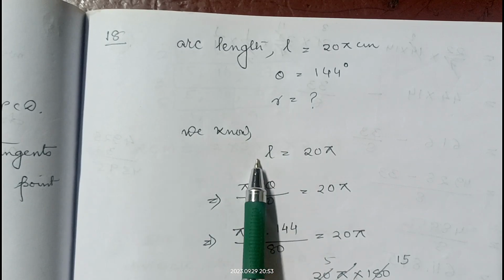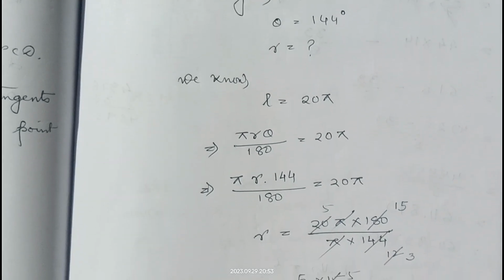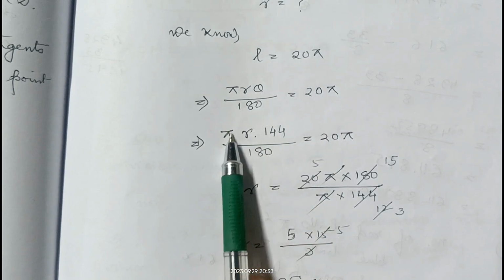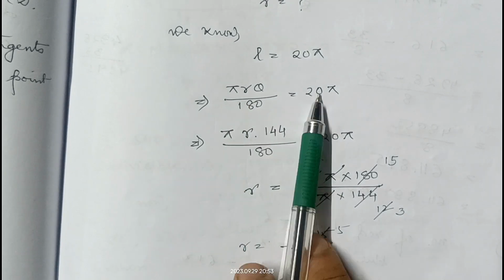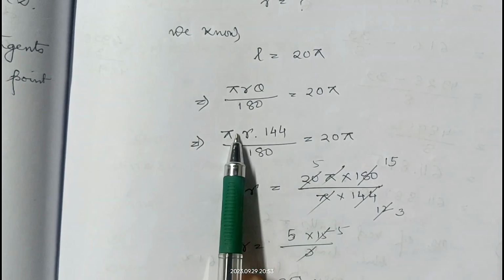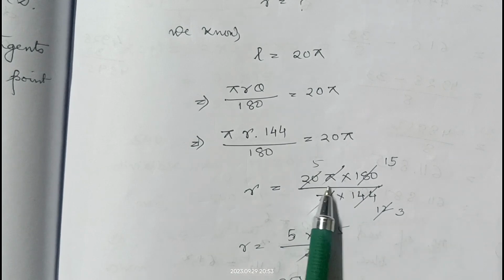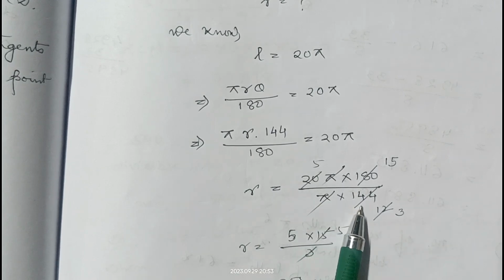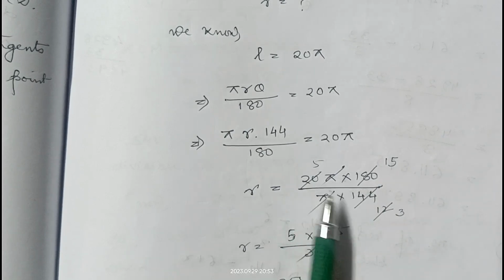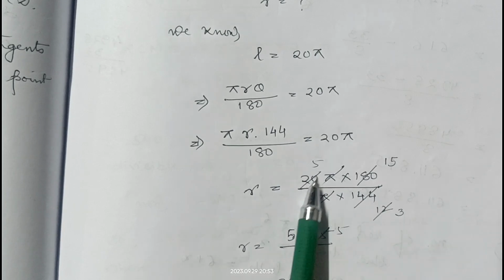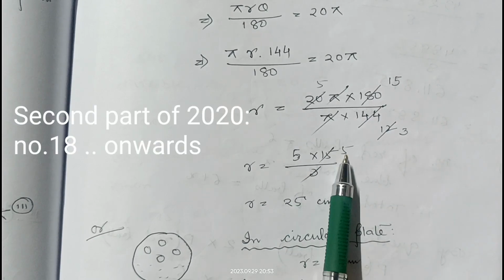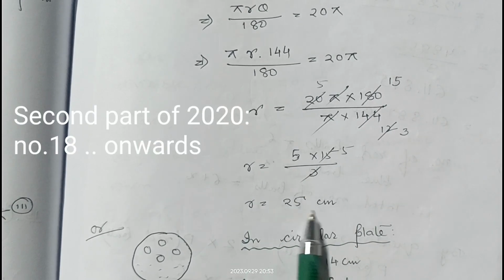Now we know length of the arc is 20 pi and we know the formula of arc length is pi r theta by 180 equal to 20 pi. Pi r into 144 by 180 is 20 pi. So r equals to 20 pi into 180 divided by pi into 144. Now pi and pi can be cancelled. If we cancel by 12, 12 twelves are 144, 12 fifteens are 180. This 20 and 12 can be cancelled by 4, 4 threes are 12, 4 fives are 20. So radius will be 5 into 15 divided by 3, 3 fives are 15. Therefore radius equal to 5 fives are 25 centimeter.